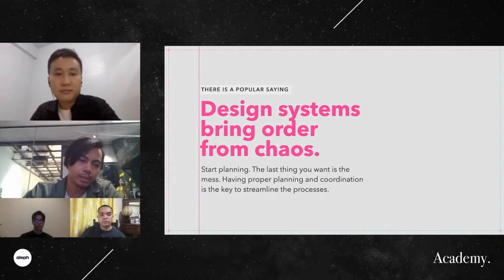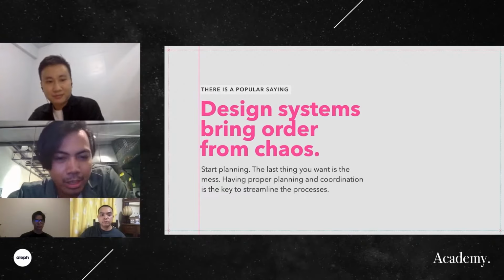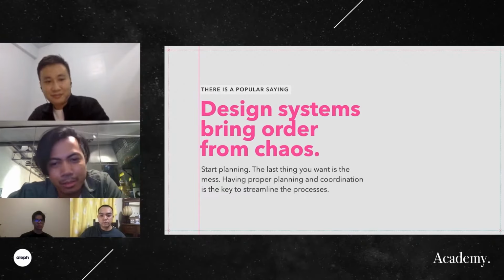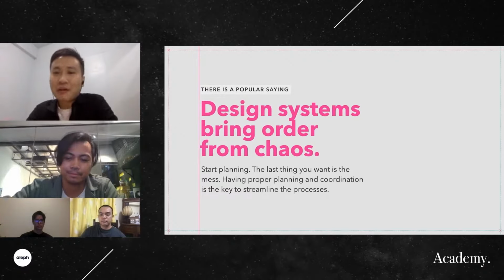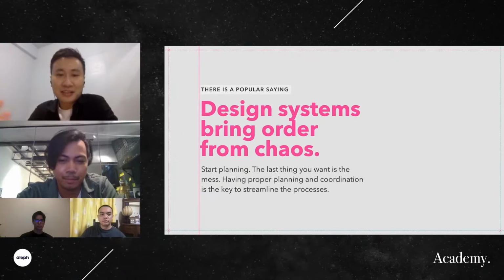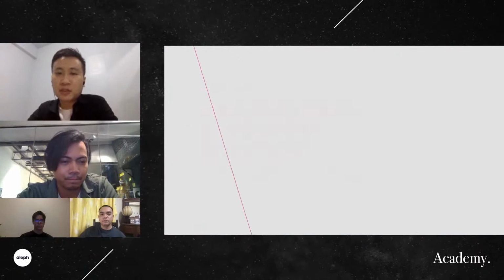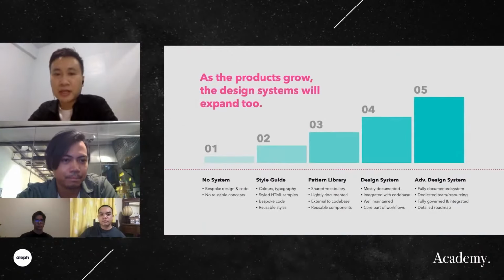Yeah, it's true, William. In fact, there is a popular saying about design system being about bringing order from chaos. The last thing we want is to create another mess for the product team. I will have to be honest with you, our role is to put in place structure, organization, and standardization, and we really need to plan around that to achieve the goals that we want to achieve.